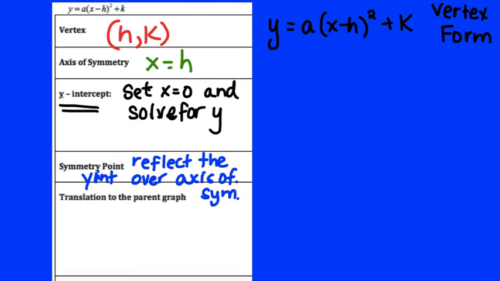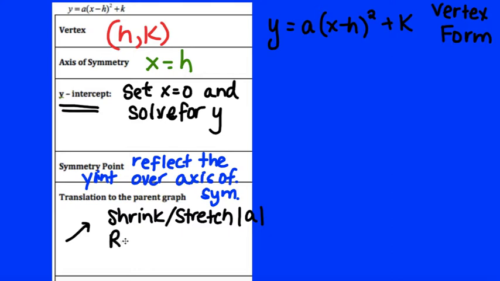And then we really want to make sure that we always explain the translation of the graph, meaning, is it a vertical shrink or stretch? We get that from the absolute value of whatever the a value is. Does it reflect? Meaning, is there a negative in front of the a? And then the h, k change, okay?